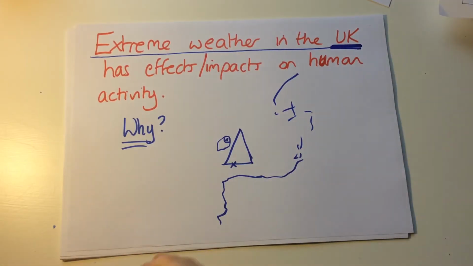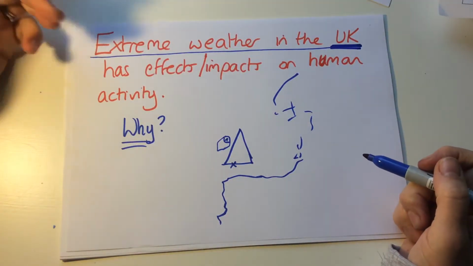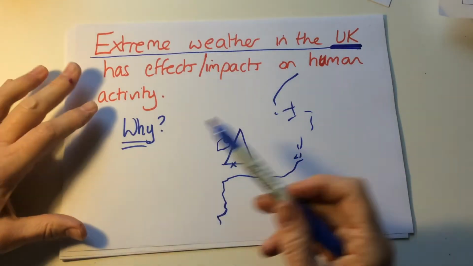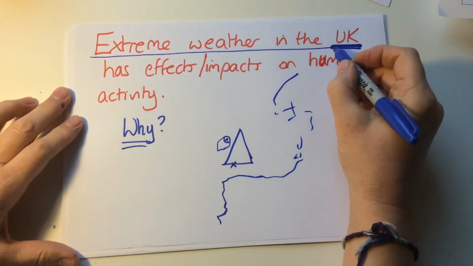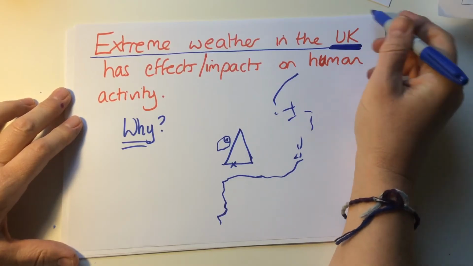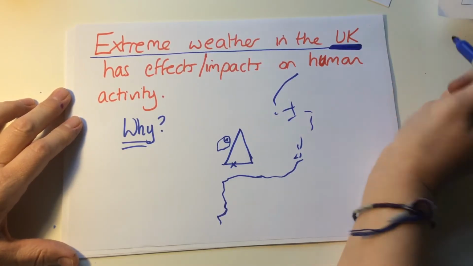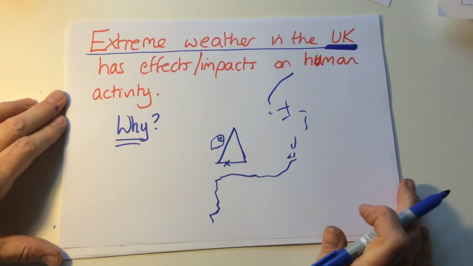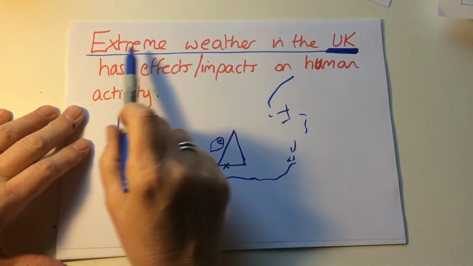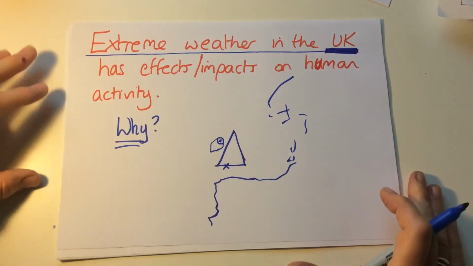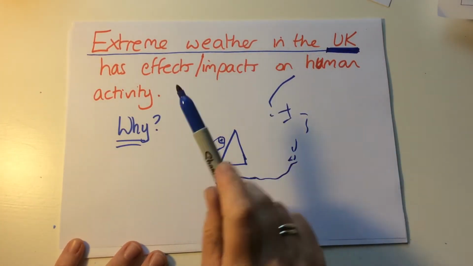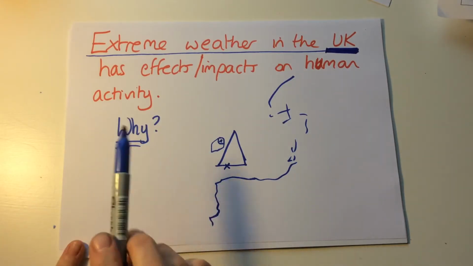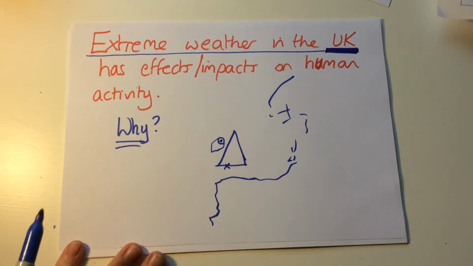So frequently when people see extreme weather in an exam question, it does prompt them to start talking about tropical storms, because obviously those are very extreme weather events. Do double check, because it's very likely that you will be asked about the UK. If you see these words, it's likely that they're looking for a UK case study. So extreme weather obviously has effects on human activity. The big question is why.